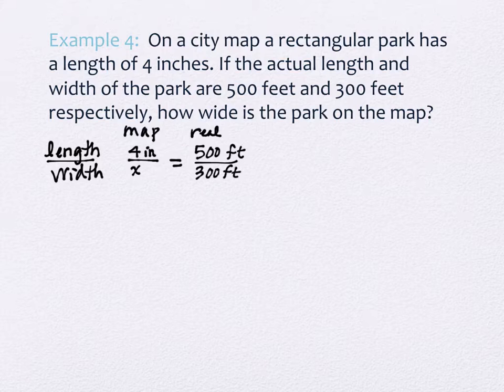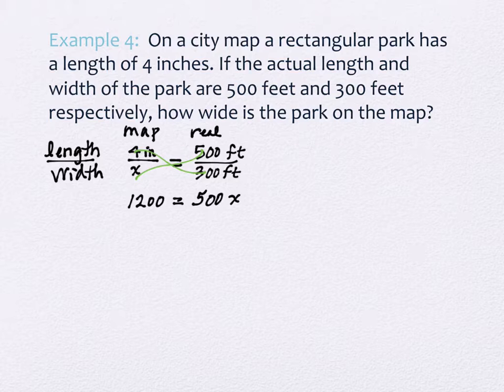300 feet. Part of the reason I like to put the units in as I work is I want to make sure everything's lining up the way that I was expecting and intending them to. And I think it does, right? Looks okay. But in working the problem out, I don't want the units in there. They're going to become a big mess. So we're going to leave them off, and we're going to multiply across our diagonals. So I have 4 times 300, which gives me 1,200. And on the other diagonal, I have the 500 and the x.